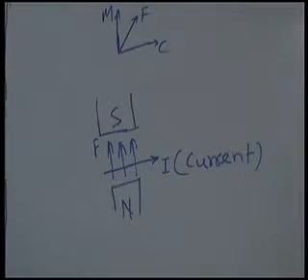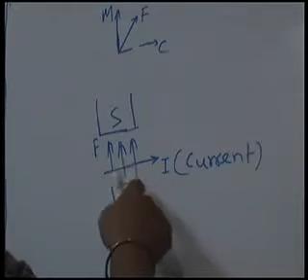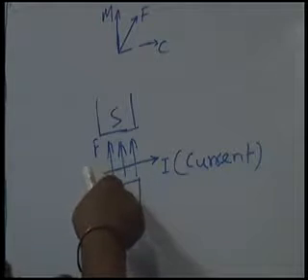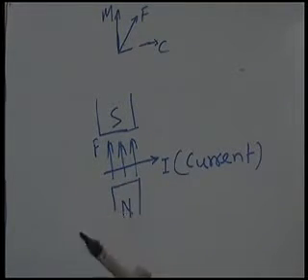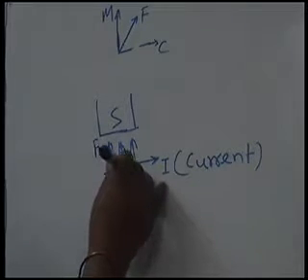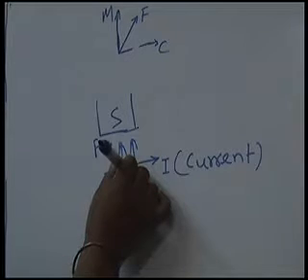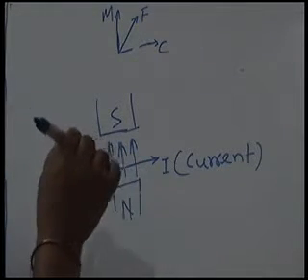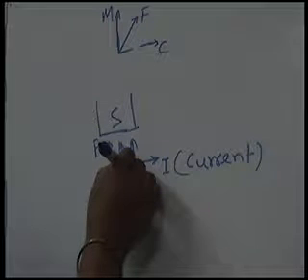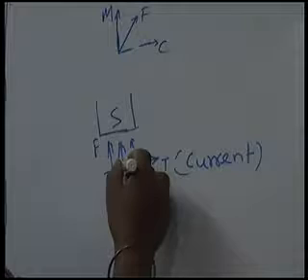Then what it says is, if this is the field and this is the current, the motion will be perpendicular to both of them. That means the motion will be perpendicular to this board, just like coming out from the board, in this direction.